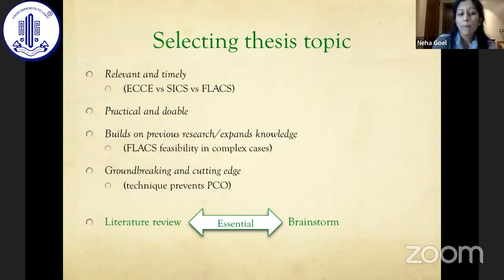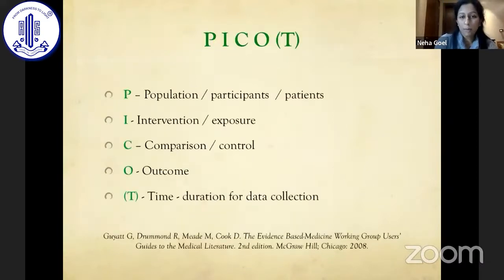So to get a good topic, it is essential to do a thorough literature review, because you might think of a topic and you might think it's very good, but then if you have not done the review properly, you might not realize that the exact same study has already been done, and that will naturally limit the scope and the applicability of your own study. So a thorough literature review is very important, and then you can brainstorm with your colleagues, with your seniors, with your guide to come up with a topic.